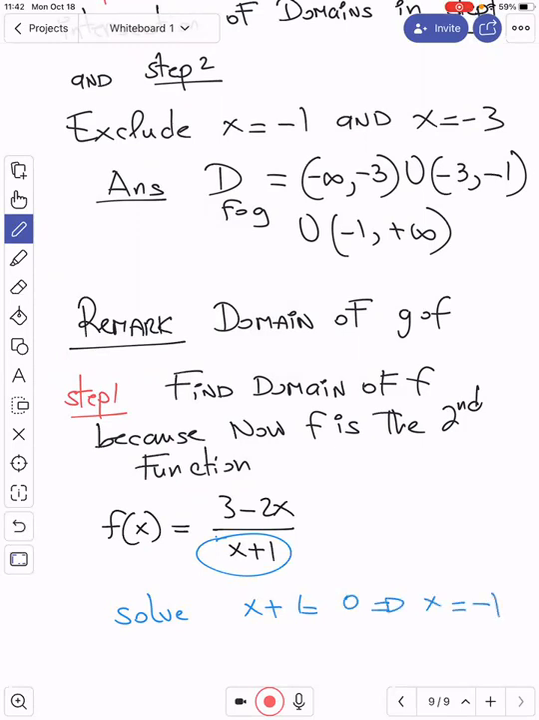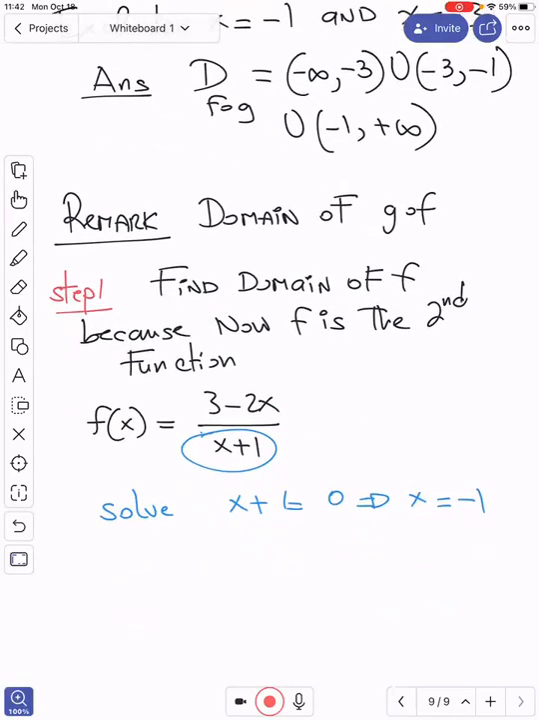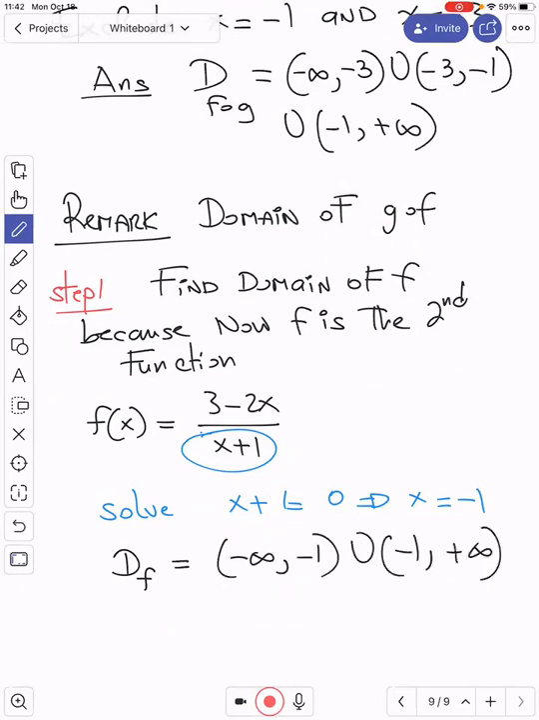Because here f and g have the same denominators, but in general, of course, if you have a different denominator, you're going to get a different domain. So the domain of f here would be -infinity to -1, union -1 to positive infinity. We had to exclude -1.